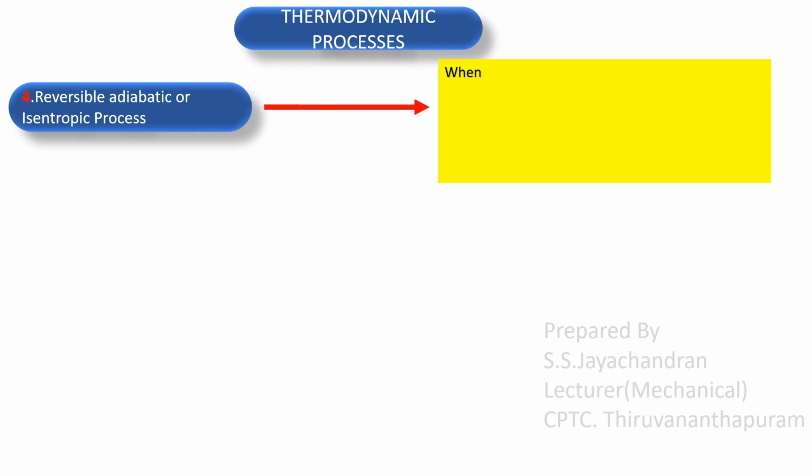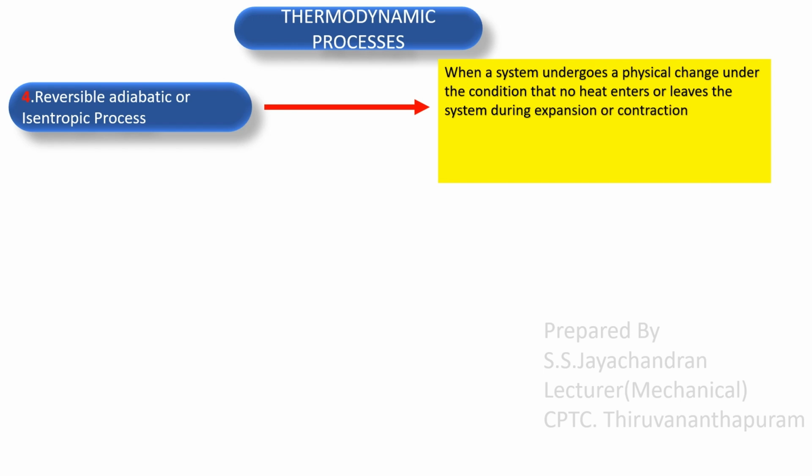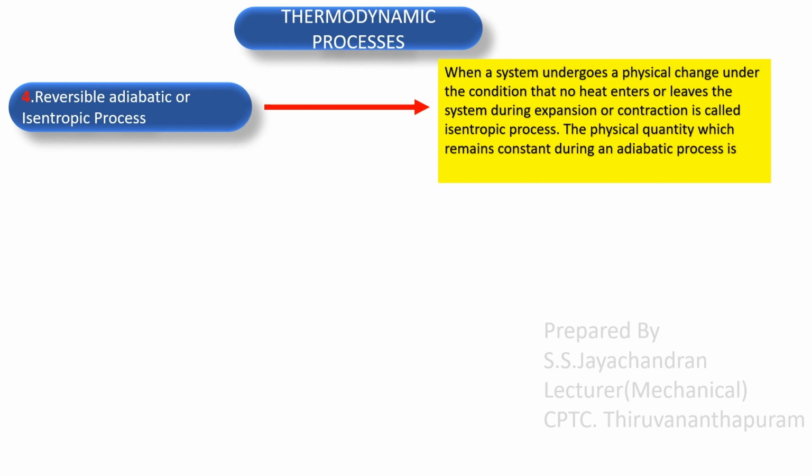4. Reversible adiabatic or isentropic process. When a system undergoes a physical change under the condition that no heat enters or leaves the system during expansion or contraction, it is called an isentropic process. The physical quantity which remains constant during an adiabatic process is called the entropy of the system.